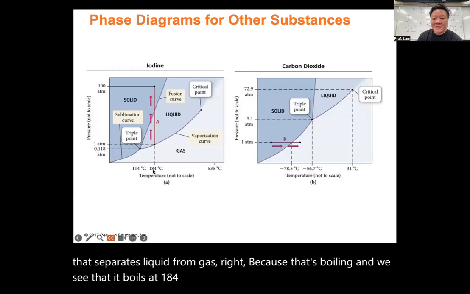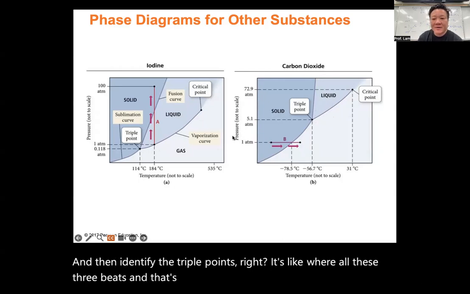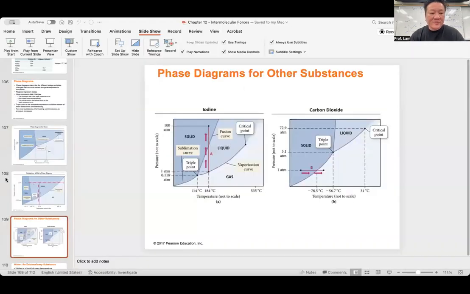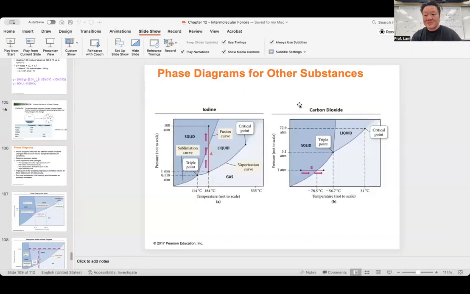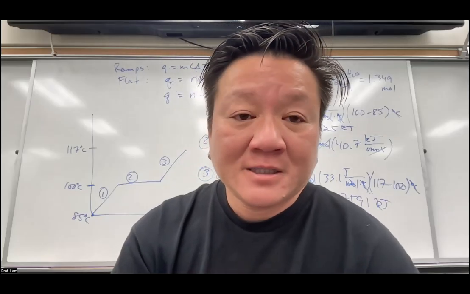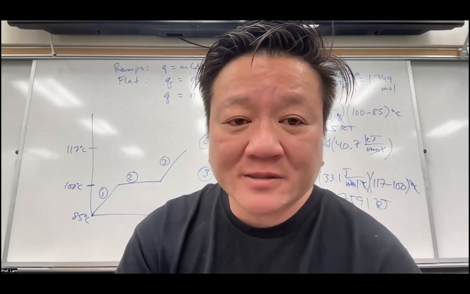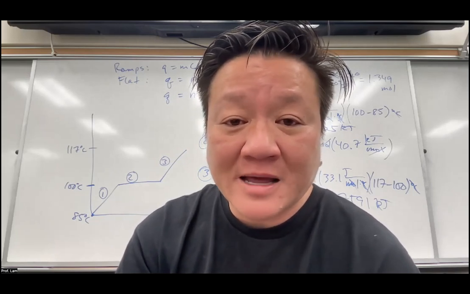Okay. And then identify the triple point, right? It's where all three of these meet. Okay. So really that's all you need to know for phase diagrams, and this completes chapter 12 for us. All right, so I'll see you guys next time for chapter 14, which will be our last lecture as well.